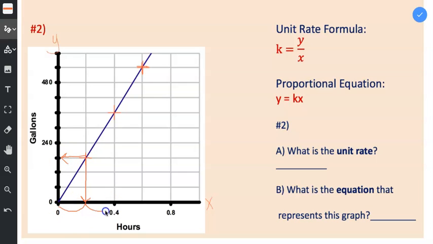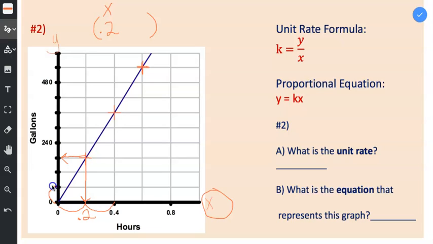There's 1, 2 tallies between 0.4 and 0. So I take 0.4 and divide it by 2. Half of 0.4 is 0.2. So I know that my x value is 2/10. That's my x value.